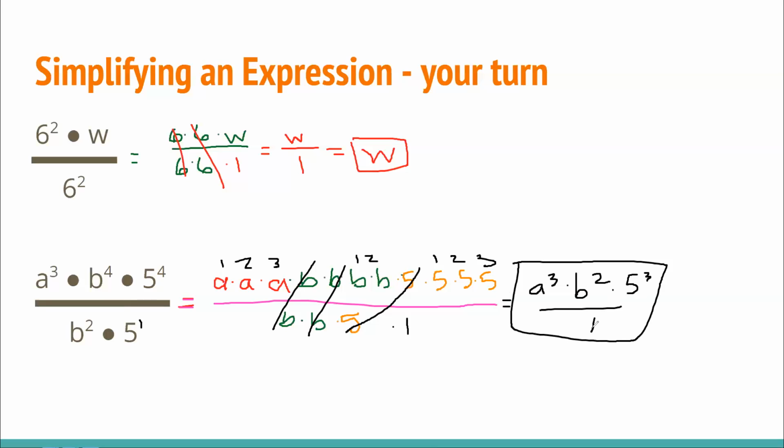So my final answer is A to the third times B to the second times 5 to the third. If you want to add it over 1, I'm totally okay with that. If you leave out the 1, kind of like how I did up here, that is an acceptable answer as well.